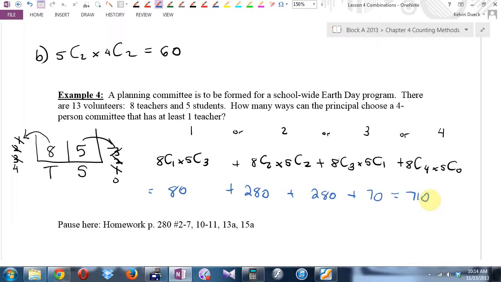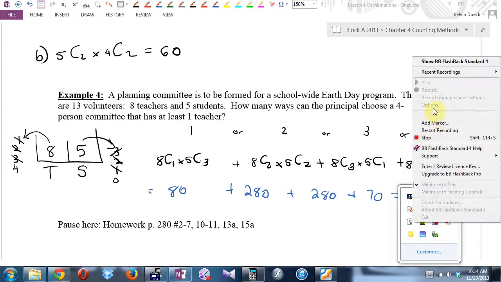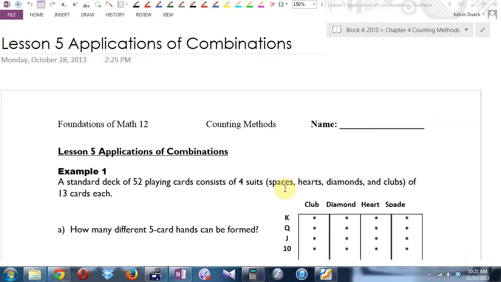Okay. Where it says pause here, homework, I'm going to assign some of that homework later on, but I want to continue with the next lesson because I'll teach you today how to count cards. So continuing on, lesson 5, I call this applications of combinations. One of the best ones, and I'll be honest, is cards, because you don't care when you get the ace. All you care is if you have the ace. It's a choose. Cards are choose.